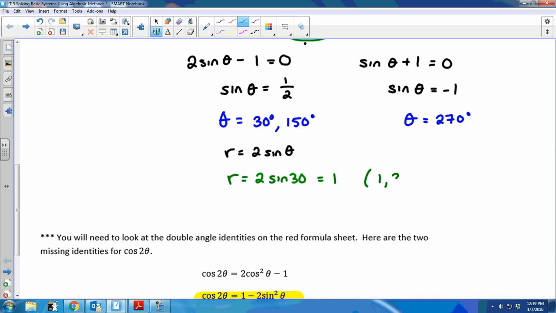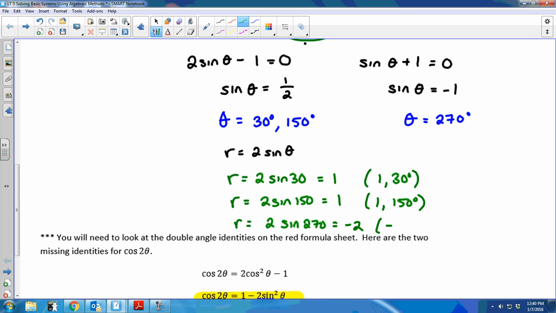A point at 1, 30 degrees. Then you have 2 times the sine of 150. Sine of 150 is also 1/2, and 2 times 1/2 is also 1. So you have 1, 150 degrees. Sine of 270 is negative 1, so 2 times negative 1 is negative 2. So your last point is at negative 2, 270 degrees.